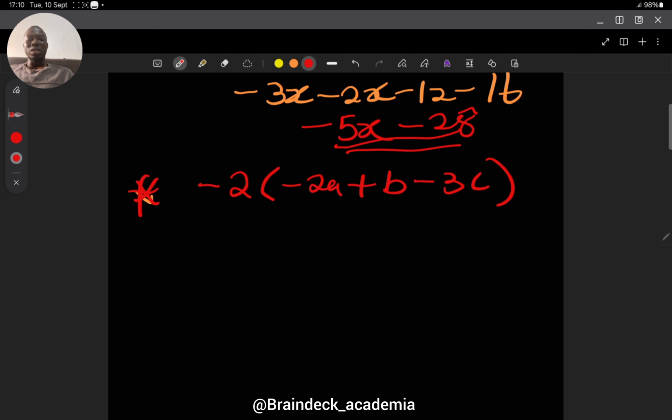Now it's not a must that there should only be 2 terms within the bracket. It can be 2, it can be 3, it can be 4, it can even be 5, it can be as many as possible. But the idea is to use whatever you have outside the bracket to open up the bracket. So I'm using minus 2 to multiply everything within the bracket. So this is 4a, minus 2 times plus b will give me minus 2b, minus 2 times minus 3c will give me plus 6c, because minus times minus is plus, 2 times 3 is 6, then c. So there's nothing that can be done here because there are no like terms. So this is your answer.